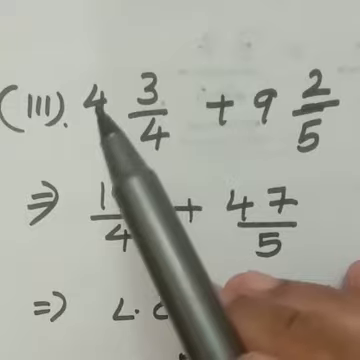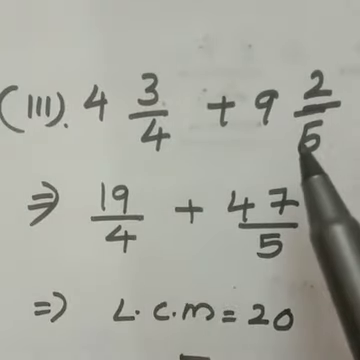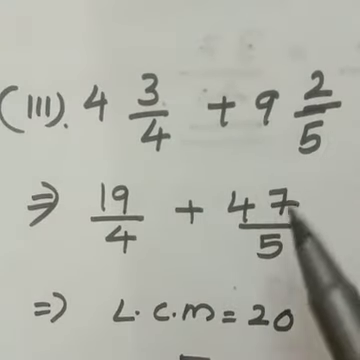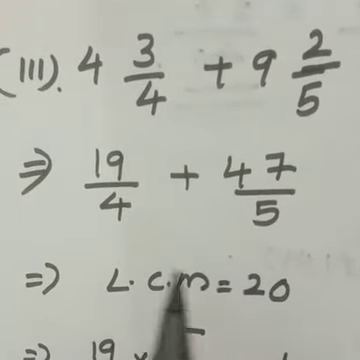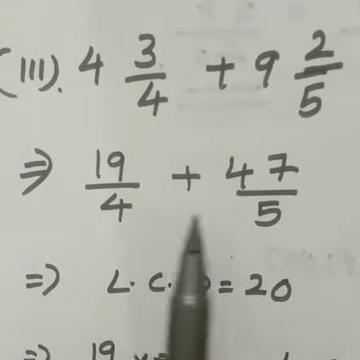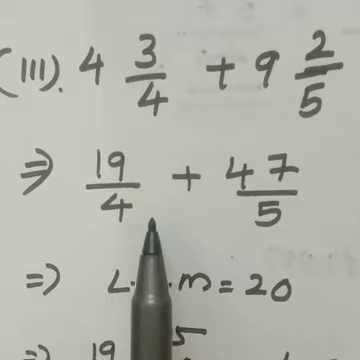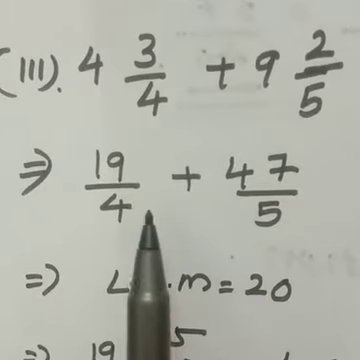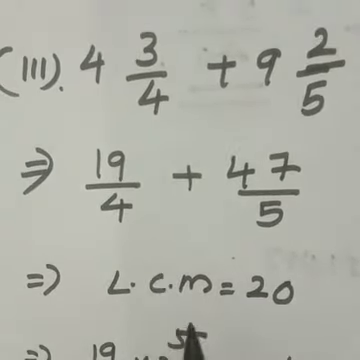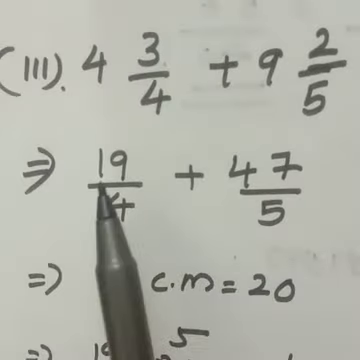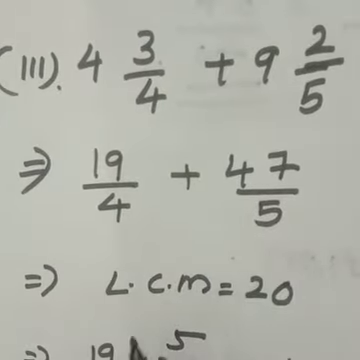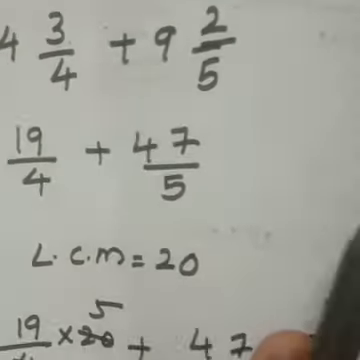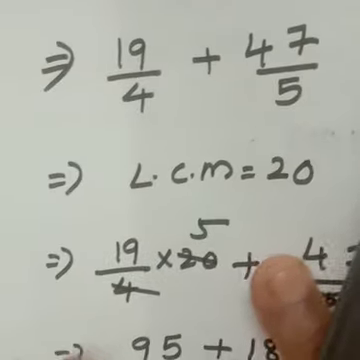See, 4 4s are 16 plus 3, 19. Here 5 9s are 45 plus 2, 47. Denominators are different, so you have to take LCM or cross multiplication or common multiple method. Any method you can choose. Here I am taking LCM because the numerator is a bigger number. So LCM 20. How to find the LCM you know very well.